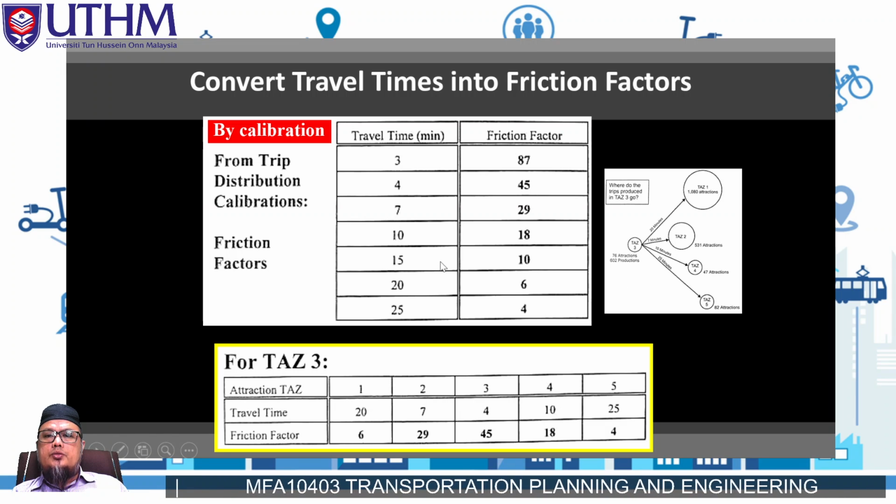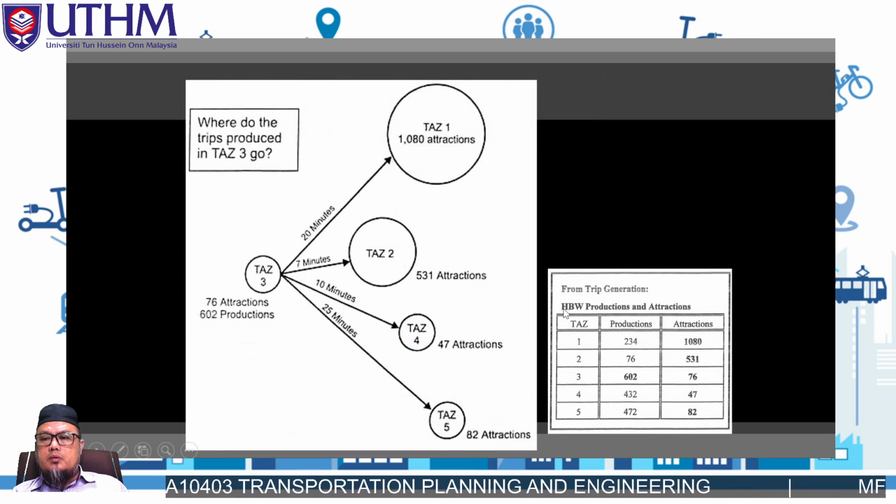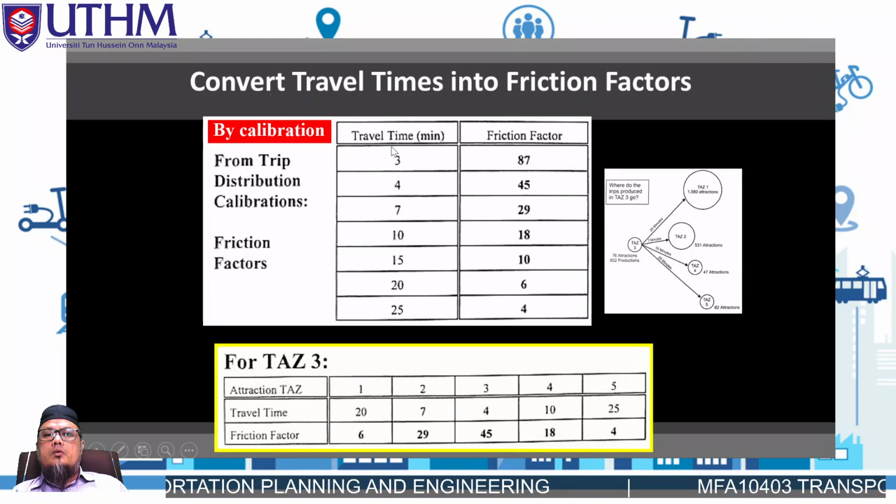In the previous slide I showed the graph for friction factors. This one is typical for home-based work. They have a travel time here and the value of friction factors. If you have a very short travel time, the friction factor is going to be a greater, larger value. If you have more travel time, your friction factor is going to be less.